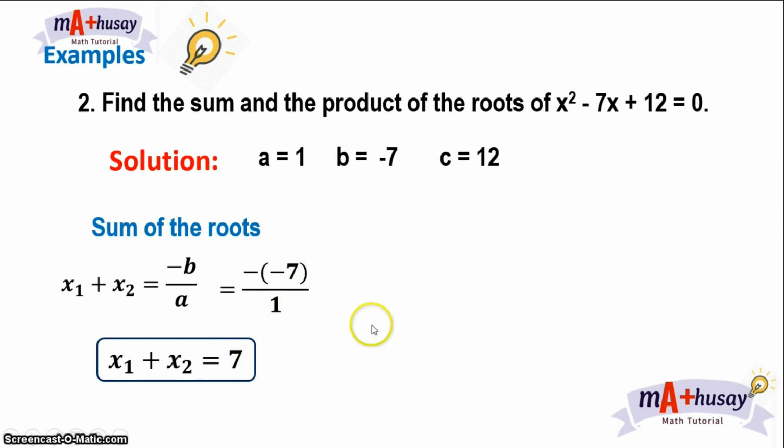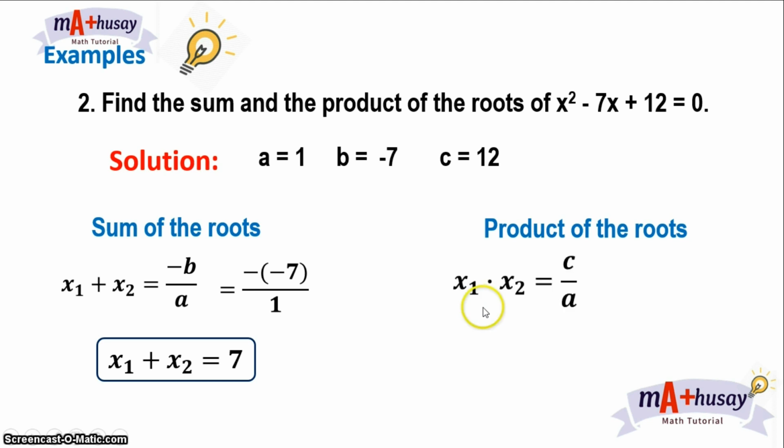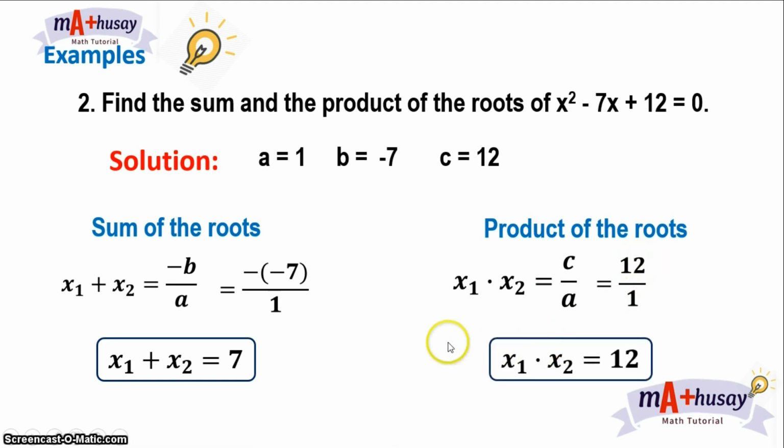How about the product of the roots? Take note that to get the product of the roots, you can divide c by a. So, we know that c is equal to 12 and a is equal to 1. Now, 12 divided by 1 is still 12. So, the product of the roots is 12. Hence, the sum and the product of the roots of x squared minus 7x plus 12 equals 0 are 7 and 12 respectively.